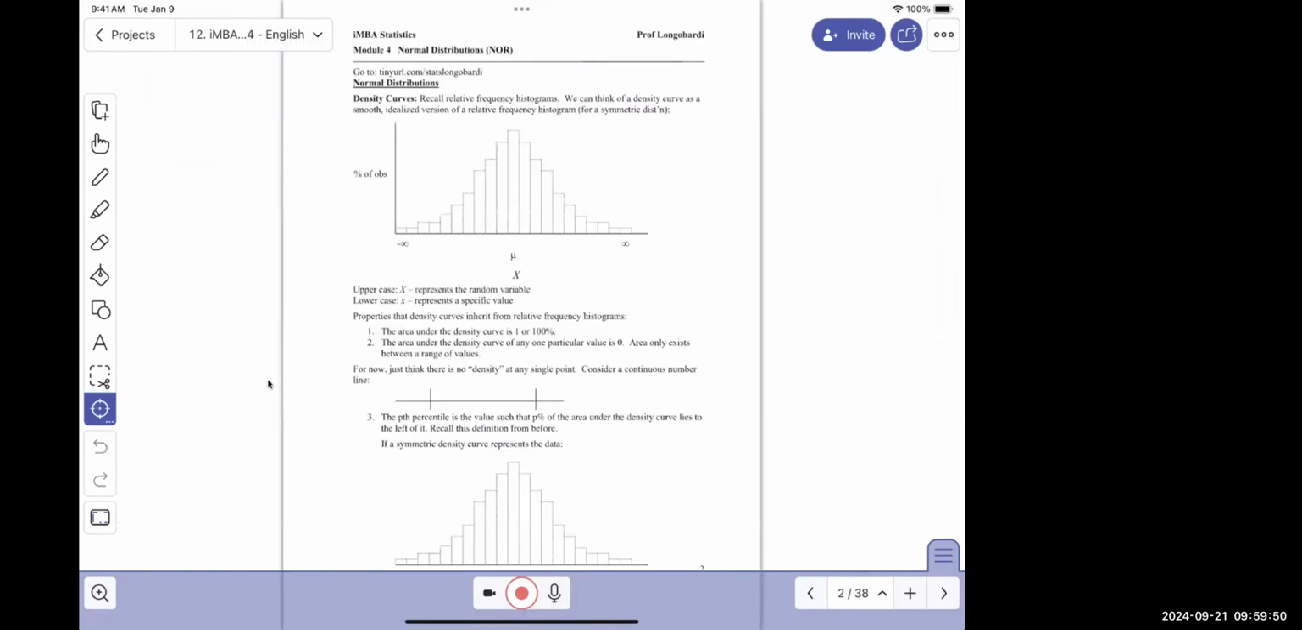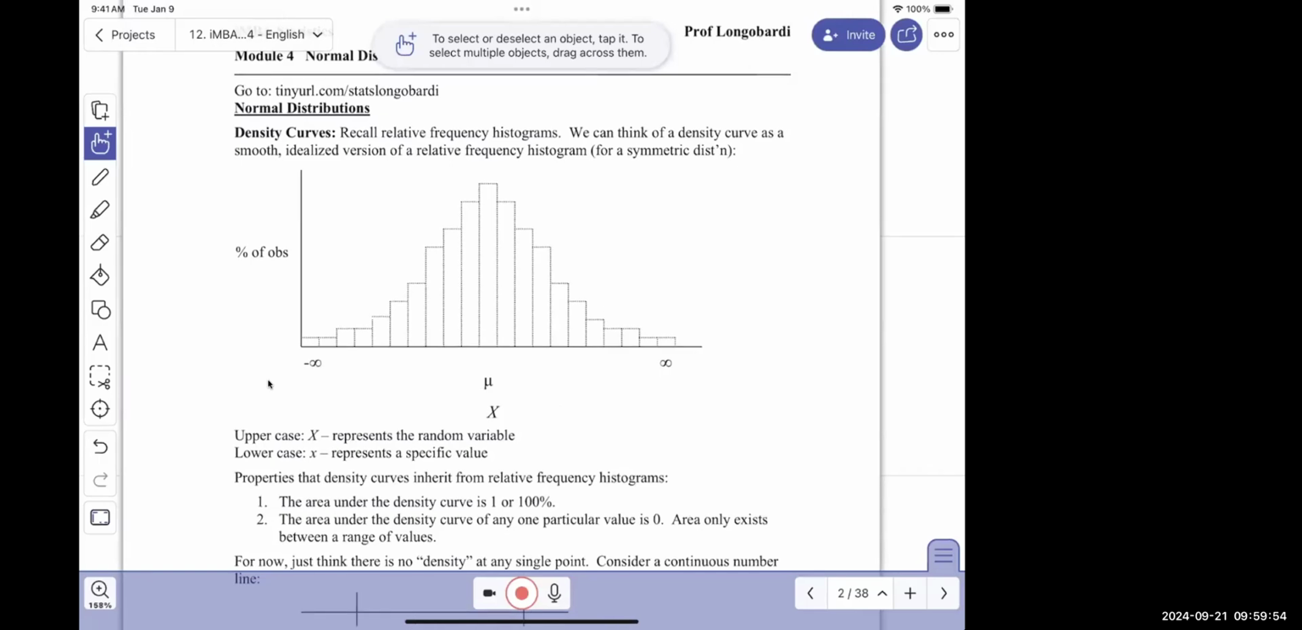All right, so I begin with a discussion of the histogram. You should have watched the video on histograms, where I explained how to make a histogram. And for this unit, this module, we're going to focus on symmetric histograms.